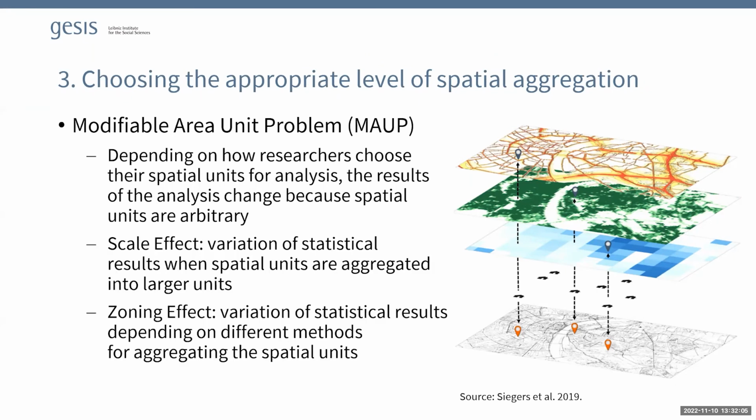And the problem is now that we have a scale effect and a zoning effect in the treatment of geographical data. The scale effect means that you have different variation depending on how you aggregate your spatial data. And the zoning effect is how you create the zones where you define specific, let's say, neighborhoods, for instance. I show a small example. And these scale effects and zoning effects have strong consequences for the results of your analysis.